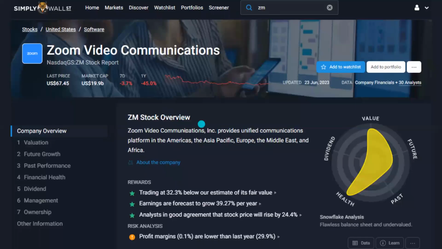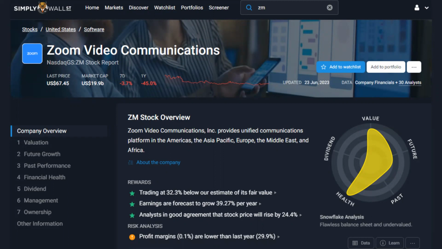Now, we'll start off here on the Simply Wall Street platform, taking a look at Zoom and their stock overview. Currently it's trading at about 32.3% below the estimate of its fair value. Earnings are forecast to grow 39.27% per year, and analysts are in good agreement that the stock price will rise by 24.4%. Now, from a risk analysis standpoint, the profit margins are lower than last year.